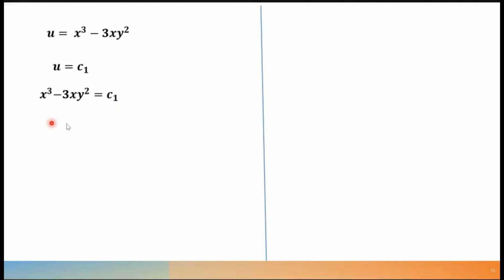Now this is you are having a curve. Now differentiate and calculate dy by dx. मतलब क्या करना है?